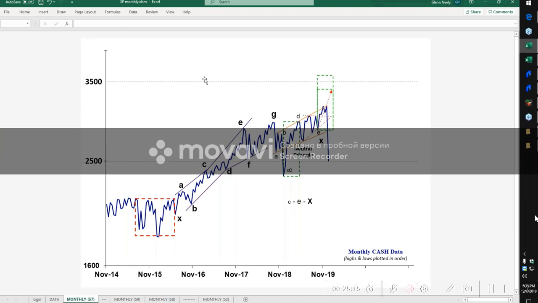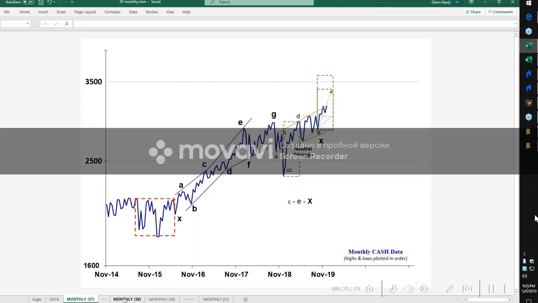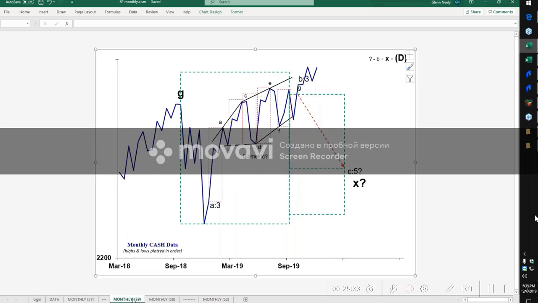Okay, so this gives you a better idea of what we're going to see. So close to 3,500 would be pretty much the minimum. It could even exceed it, but it's going to be somewhere in that range. And I'm fairly certain of this. This is the most confident I've been in the S&P structure for a really long time. I think we can get rid of this stuff here.